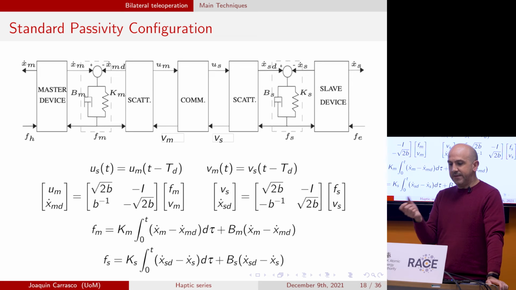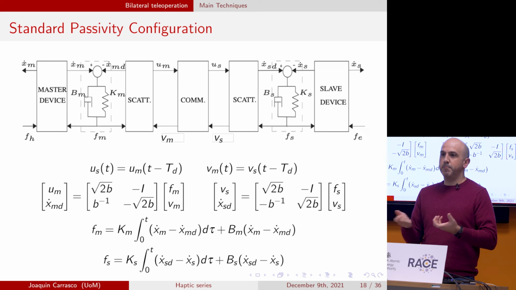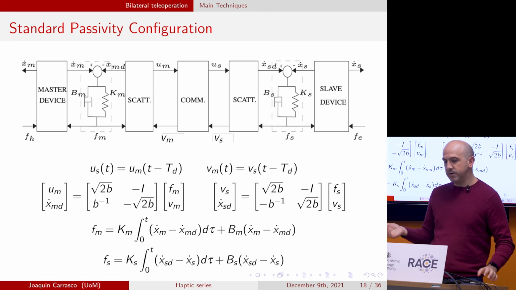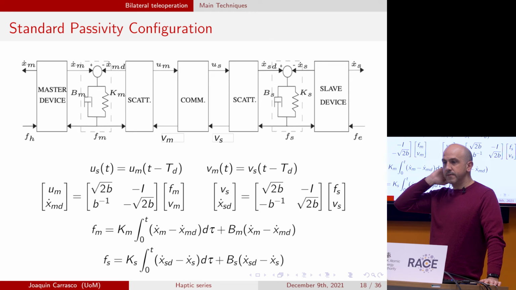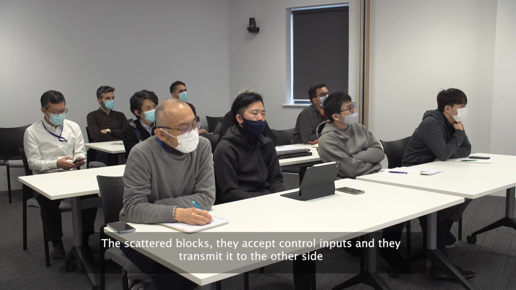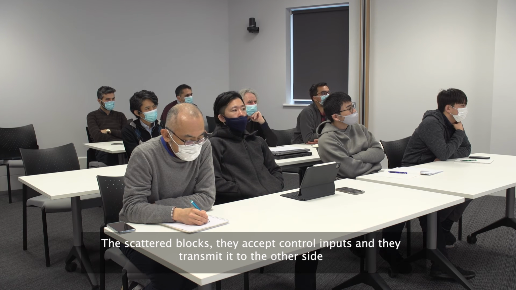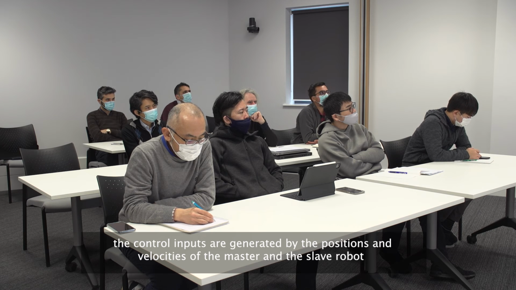Okay? So it's basically this trick of the scattering transformation that allows you to have something that, by nature of the delay, is non-passive. But instead of using the passivity properties of the delay, what we use is the gain properties of the delay to transform something that has a gain of 1 into something that is passive. Yeah? The scattering blocks accept control inputs and transmit them to the other side. The control inputs are generated by the positions and velocities of the master and the slave robot.